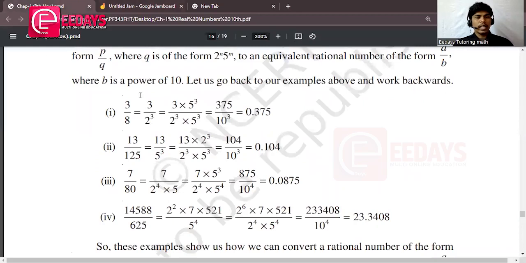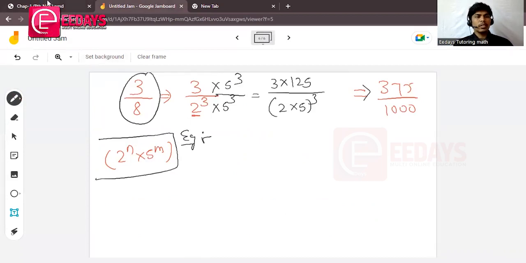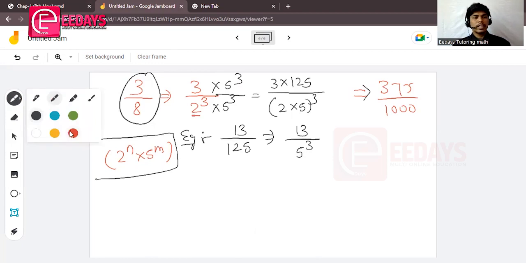All right, let's look at another example, example 2: 13 by 125. You only need to convert it into this format. Observe the denominator, 125. After writing in prime factorization, you'll get 5 cube, that is 5 into 5 into 5. In 2 power n into 5 power m, the 5 term is already there but there is no 2 term. That's why you generate the 2 term by multiplying the denominator with 2 cube. Now it is in the form of 2 power n into 5 power m.